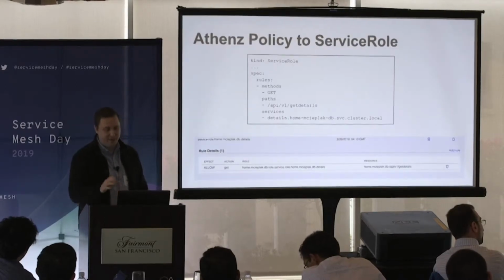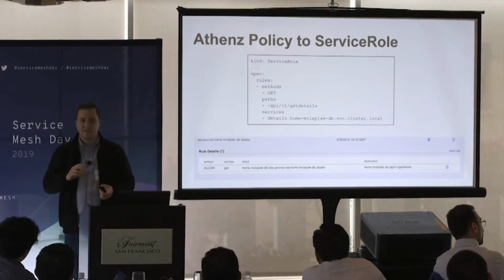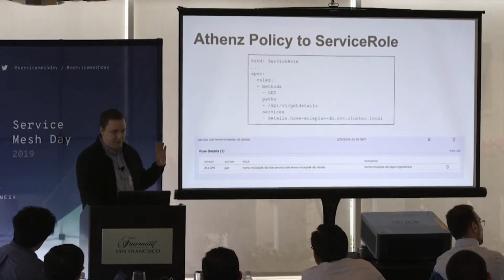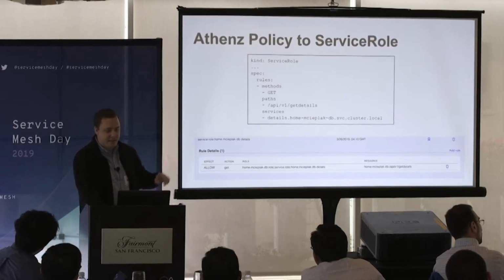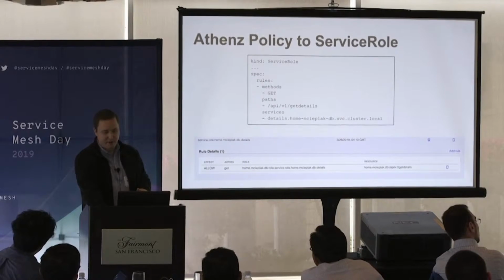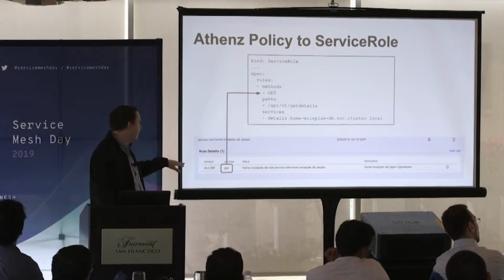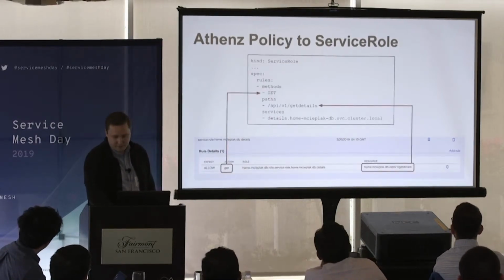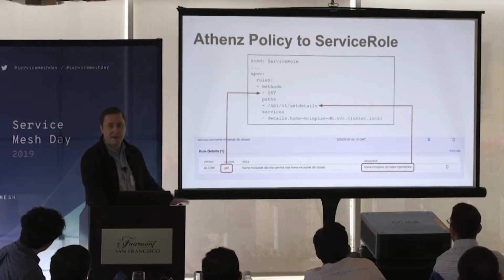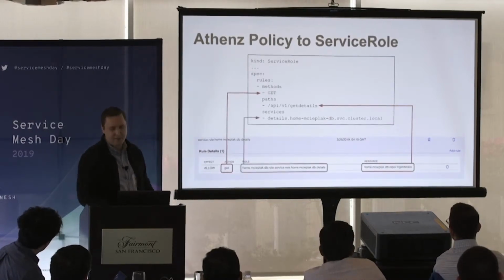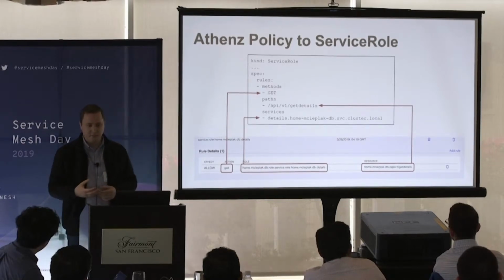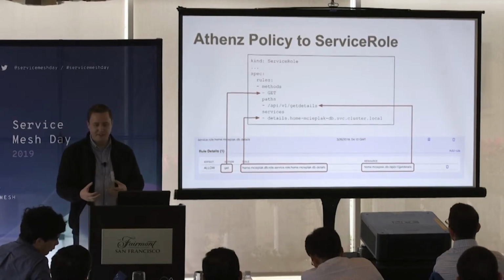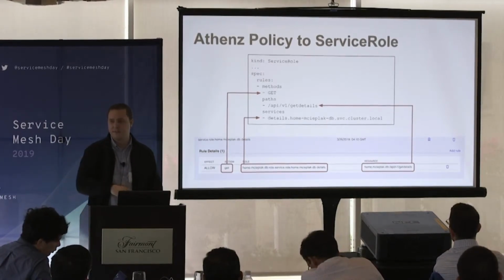Okay, now I'll show you what the mapping looks like between the custom resources, the service role, and the Athenz UI. Here we have a service role custom resource from Istio at the top, and then we have the Athenz policy at the bottom. As you can see here, the action from the policy will get mapped directly into the get method. And then the path from the resource will be mapped to the path. And then the role itself will be the target service. So each role has its own service role, and each policy is translated into the roles of the service role.